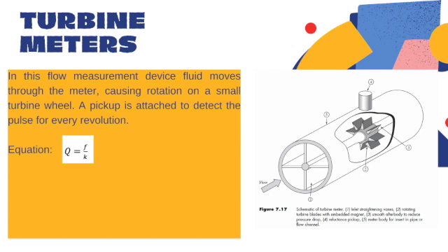Turbine meter. A turbine meter is a flow measurement device in which fluid moves through the meter, causing rotation on the small turbine wheel. A pickup is attached to detect the pulse of every rotation. The equation shows the flow of the fluid inside of the meter.